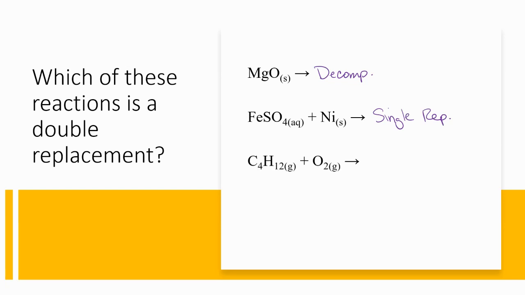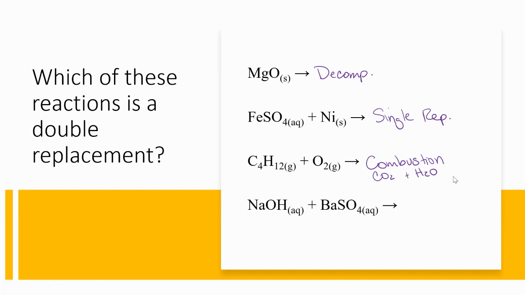This is what we just finished looking at, the single replacement reaction. Okay, next I have C4H12 combining with oxygen. So this should just be like a red flag in your brain right now, or I should say a flaming red flag, right? Because this is clearly going to be a combustion reaction. And you should know that the products of the combustion reaction, by the way, are going to be carbon dioxide and water.